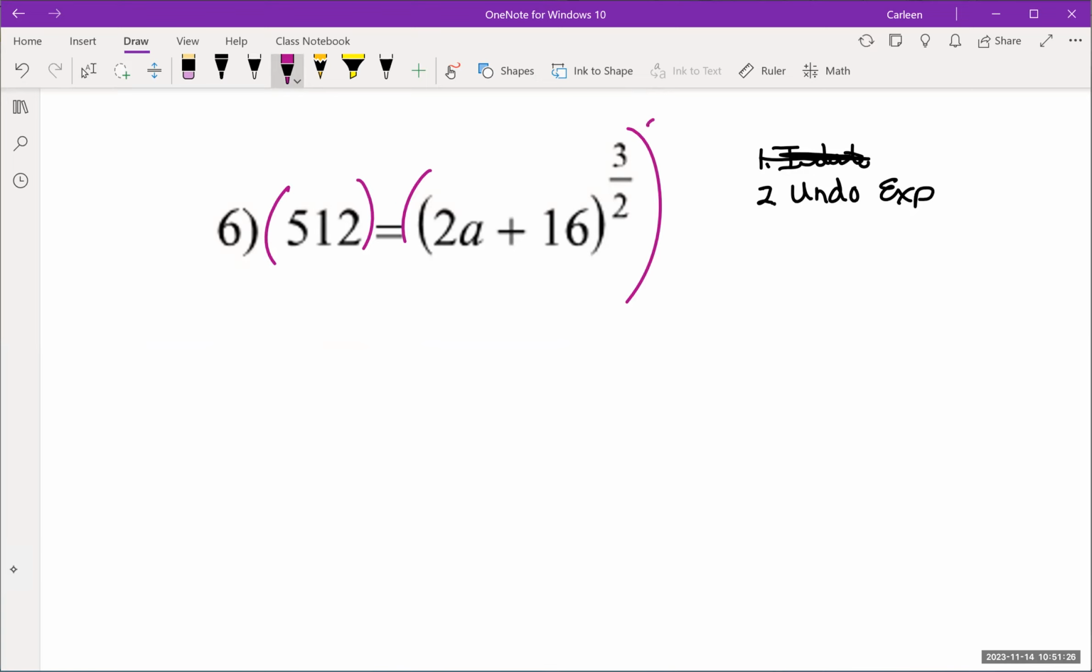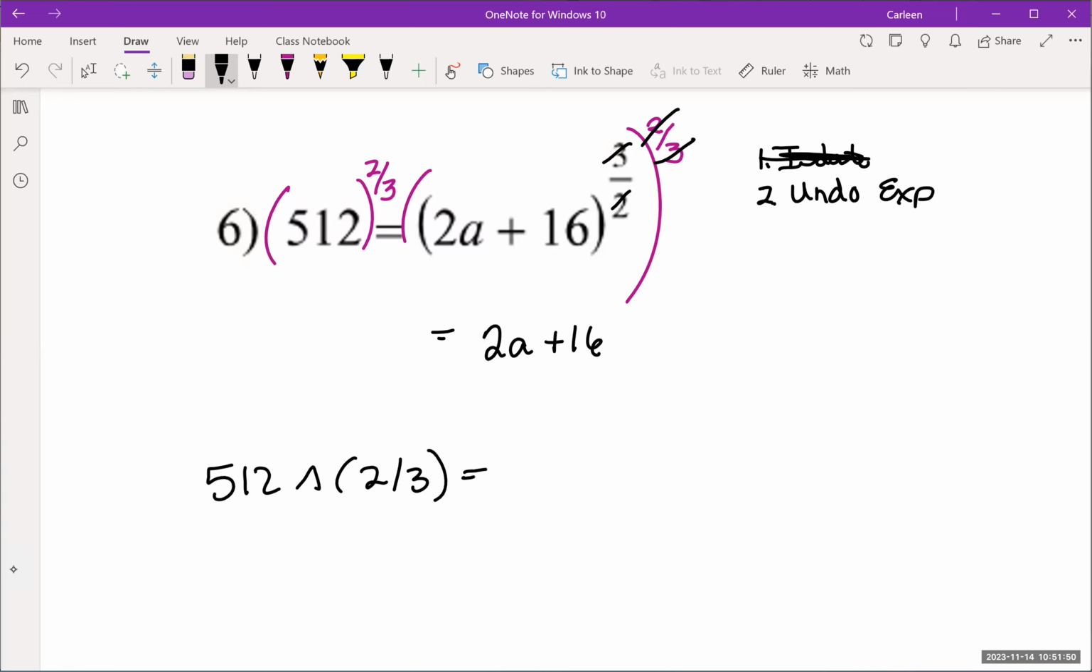Okay. 2/3. Cancel. So we have 2a plus 16. With your calculator, 512 to the 2/3 equals 64. Basically, I took the cube root and I got 8 and I squared it and I got 64.